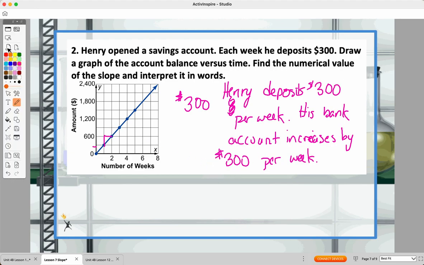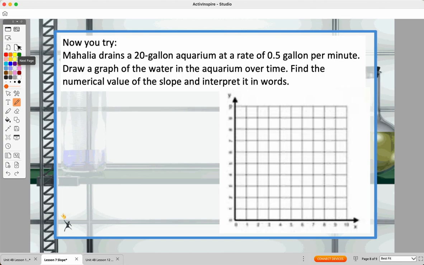It's your turn to tell me what you can interpret. It's a graph from Mahalia. Drains a 20-gallon aquarium at a rate of half a gallon per minute. Draw a graph of the water in the aquarium over time, finding the numerical value for the slope.